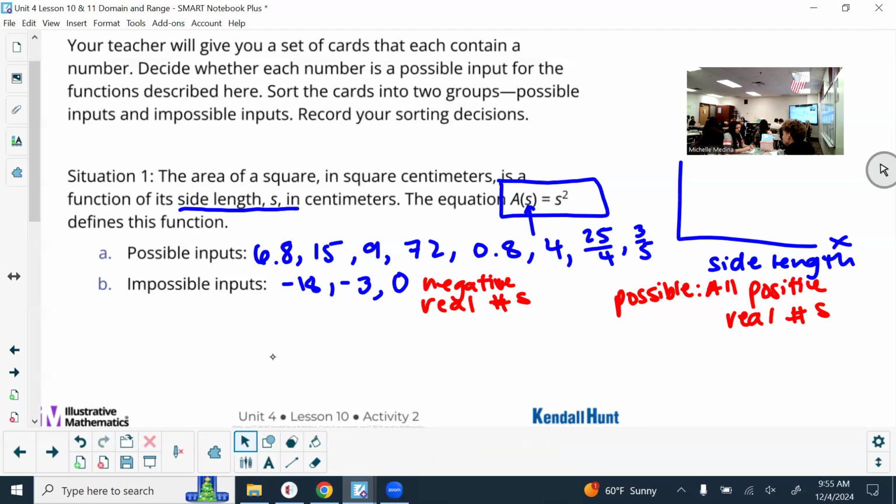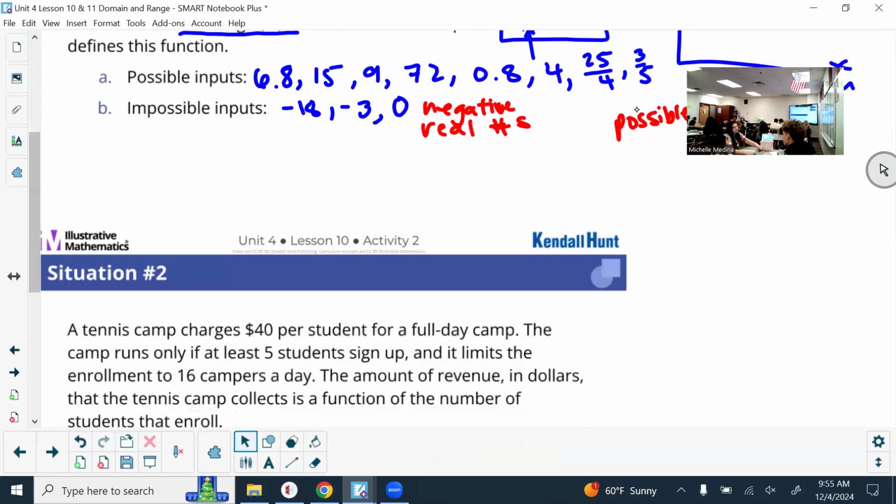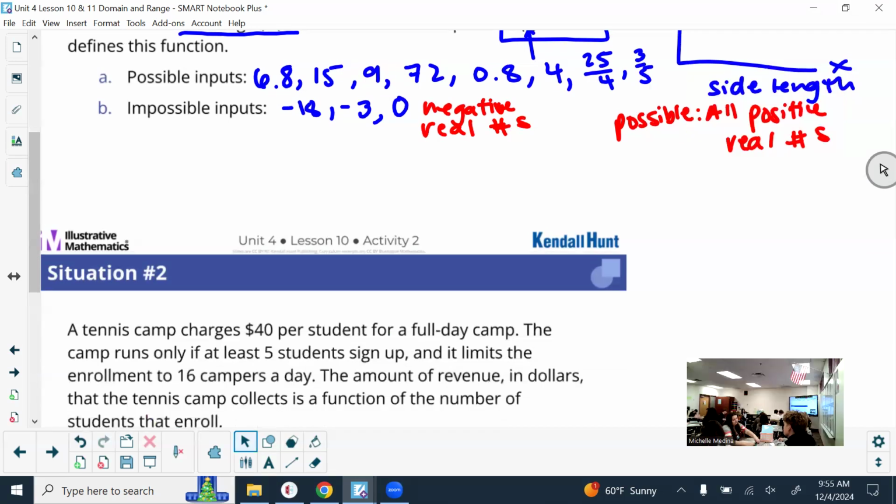Okay, so now here's your next situation. I'll only scroll halfway because I know some people are writing. So situation 2 that you're going to sort for now. A tennis camp charges $40 per student for a full day camp. The camp runs only if at least 5 students sign up, and it limits the enrollment to 16 campers a day. The amount of revenue in dollars that the tennis camp collects is a function of the number of students that enroll. So now you're sorting based on that input, and I'm not telling you what the input is. You have to figure out what's compared. What is the input?